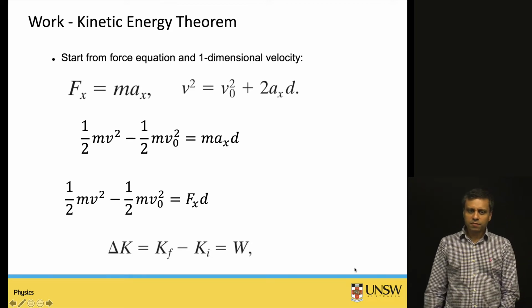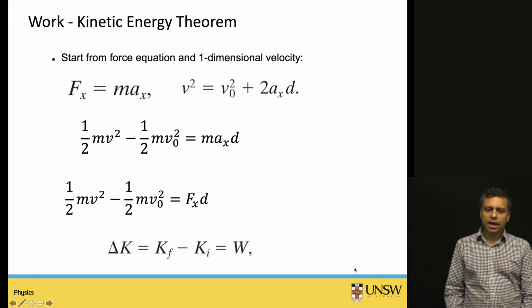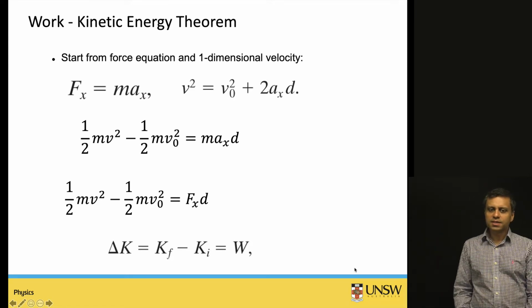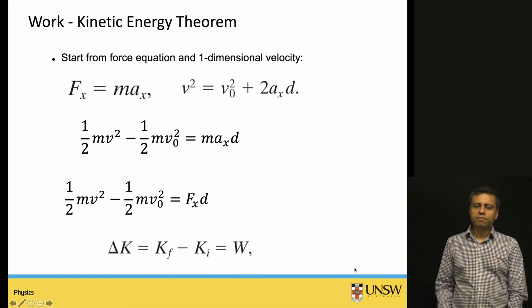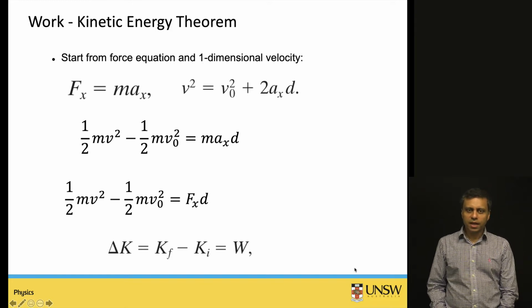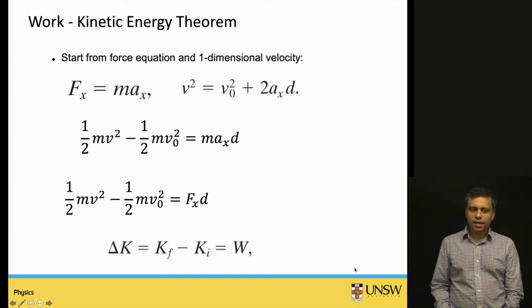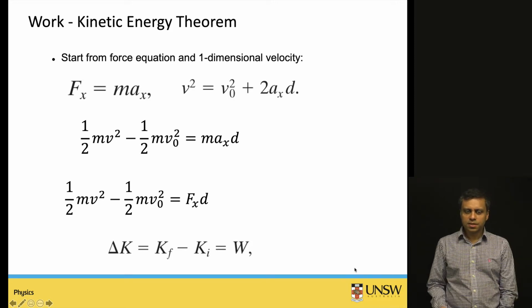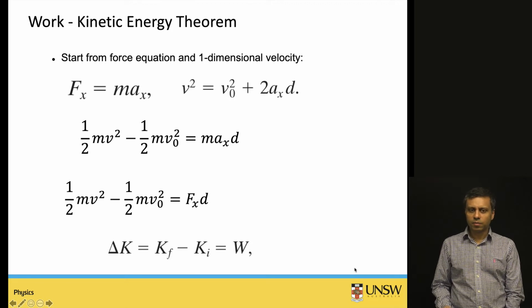And from the expression of kinetic energy we have just shown, half m v squared is the final kinetic energy, and half m v naught squared is the initial kinetic energy. So the left-hand side of this equation is just the final kinetic energy K_f minus the initial kinetic energy K_i. So the change in kinetic energy, delta K, is equal to W, the work done. This is the work-kinetic energy theorem, a very useful tool in solving problems.